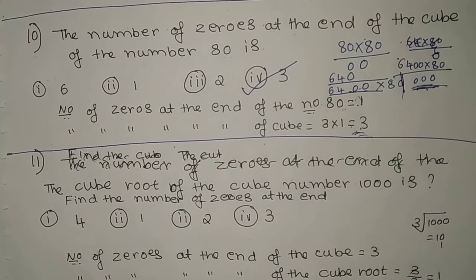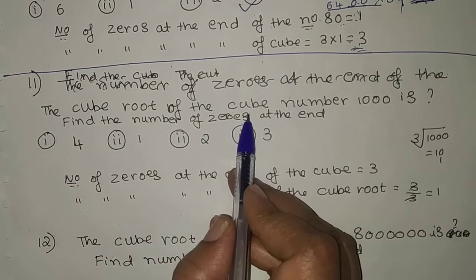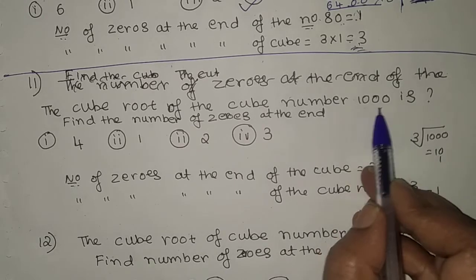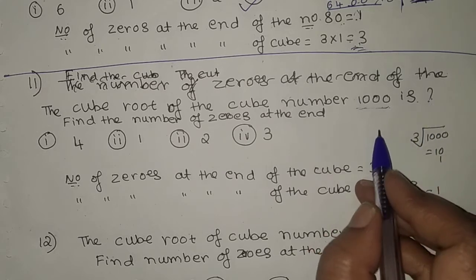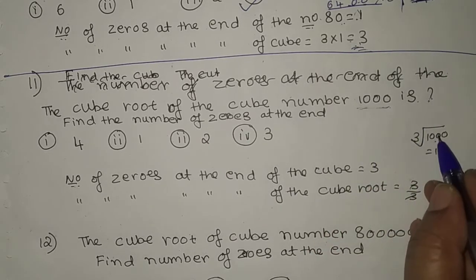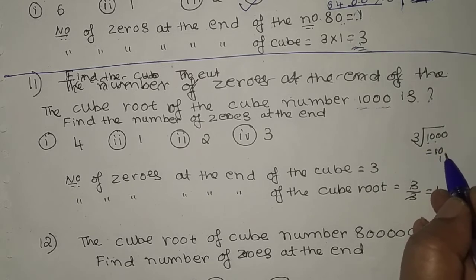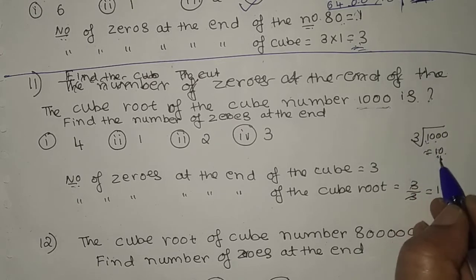Now the next question: the cube root of the cube number 1000 is. So what is the cube root of 1000? Find the number of zeros at the end. Cube root of 1000 is how much? That is 10. So how many zeros at the end? We have only 1.